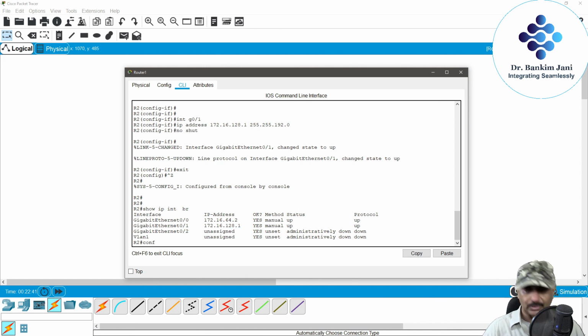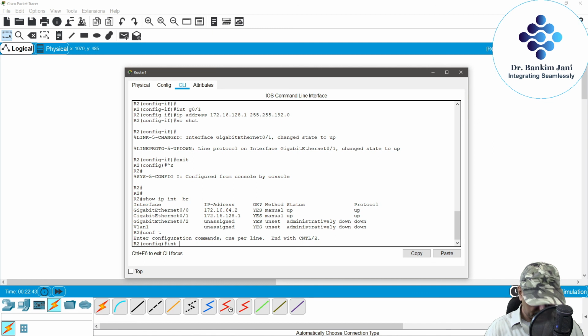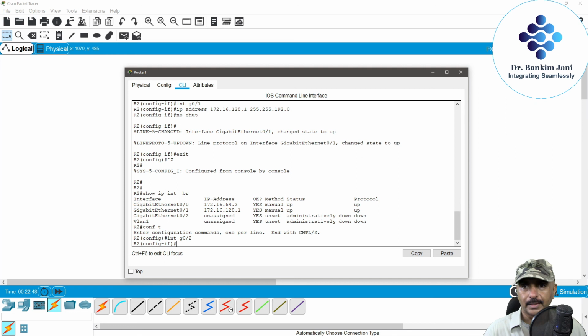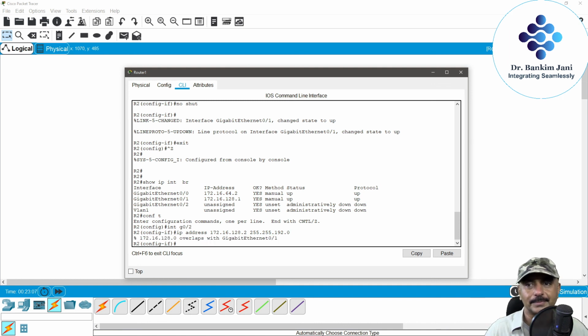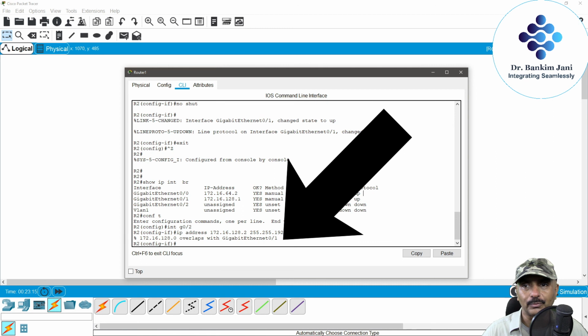Okay. So config t, interface gig 0/2, and we are giving the IP address 172.16.128.2, 255.255.192.0. Let's see. Here it is. See, it is telling that it overlaps with gigabit ether 0/1. It has identified that it belongs to this.